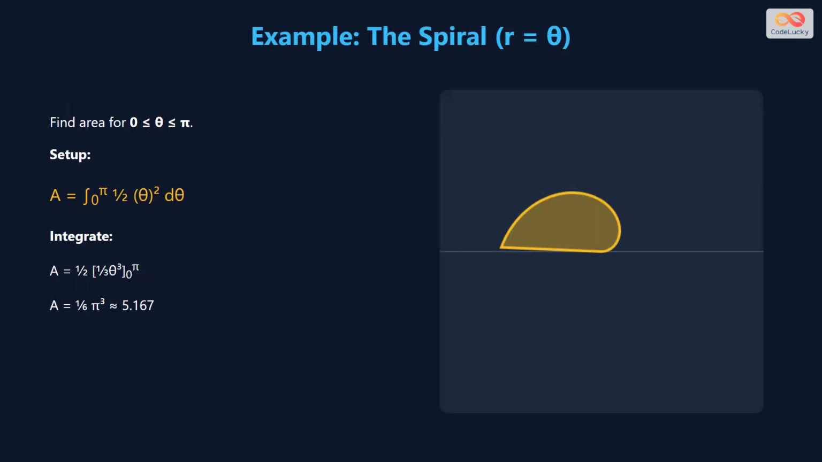Now for a true polar curve, the spiral where r equals theta. To find the area swept from 0 to pi, we integrate 1/2 theta squared. The result is 1/6 pi cubed, which is approximately 5.167.